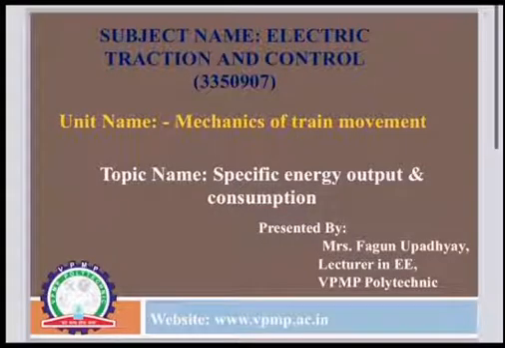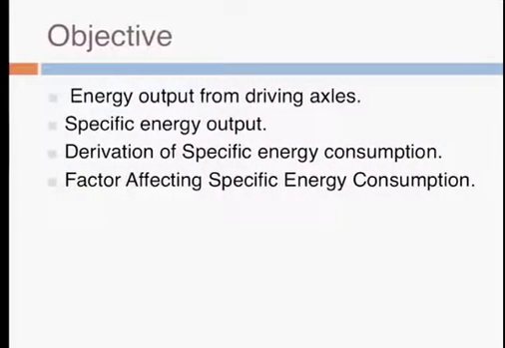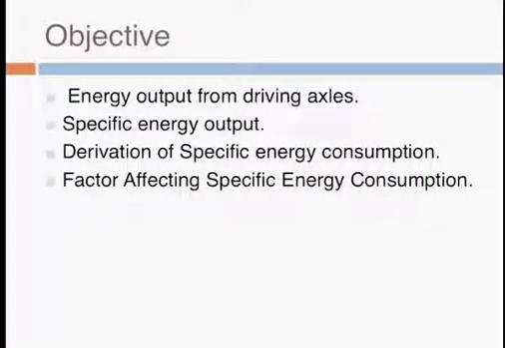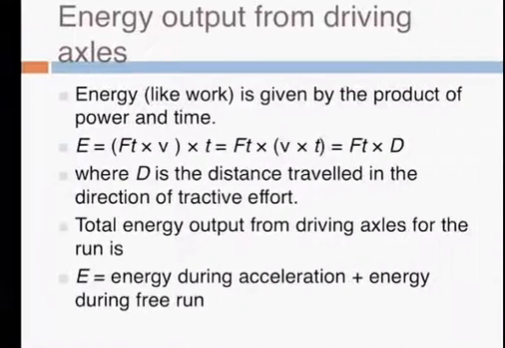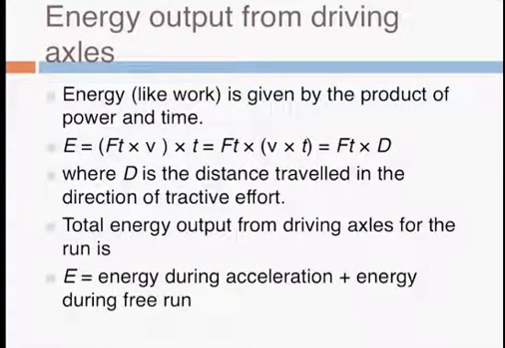This subject is electrical traction and control, and the topic which we will discuss today is specific energy output and consumption of chapter number 2, mechanics of train movement. Objectives covered will be energy output from driving axles, the specific energy output, specific energy consumption derivation, and factors affecting it.